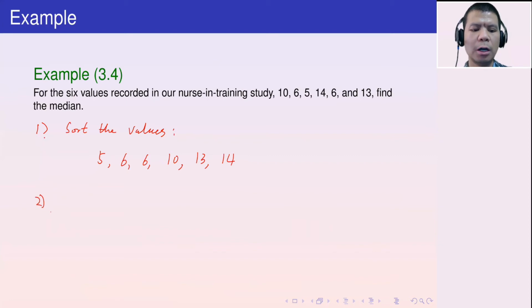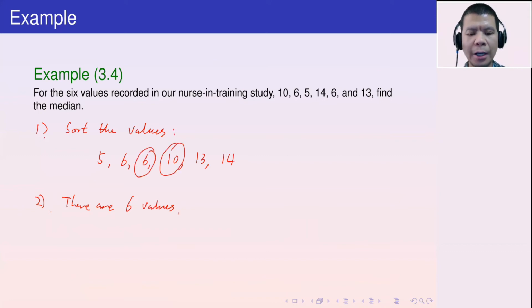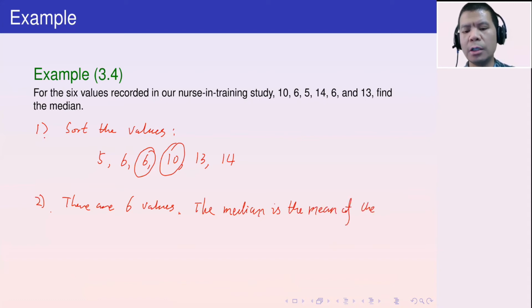Now, step 2, how many values do we have? We have 1, 2, 3, 4, 5, 6. So there are 6 values. Since 6 is an even number, there will be 2 values in the middle. As you can see here, that's 6 and 10 in the middle, right? Therefore, the median is the mean of the 2 middle values.